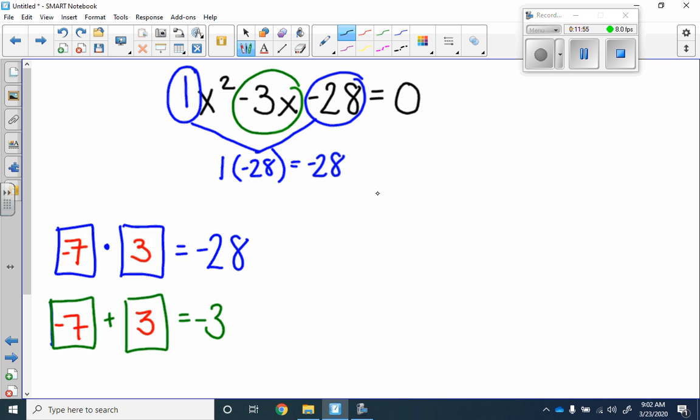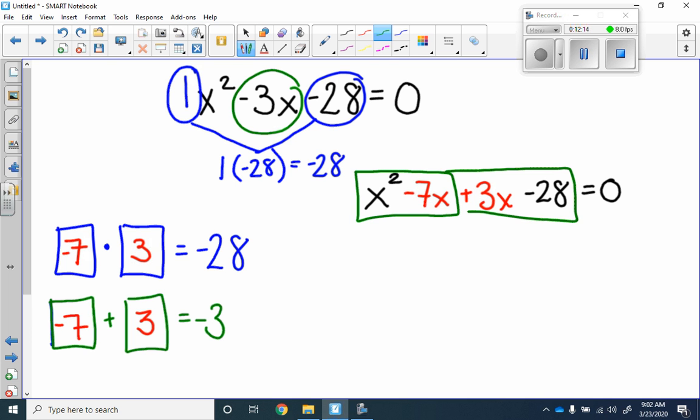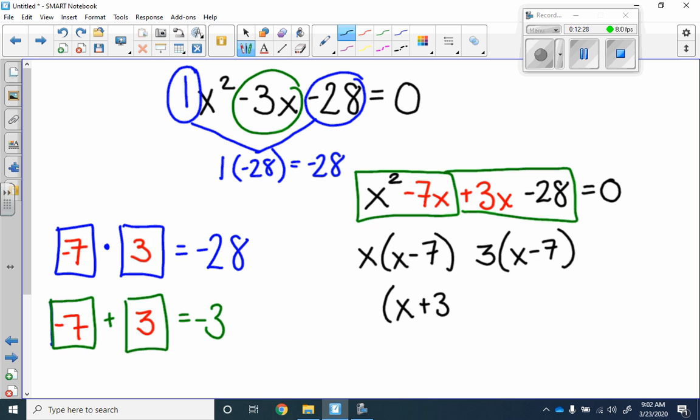Alright, so now I'm going to rewrite my equation here. I've got x squared minus 7x plus 3x minus 28 equals 0. And now you can go ahead and do the grouping. I can group the first two and the second two. I'm going to take out an x and be left with x minus 7. I'm going to take out a 3 and be left with x minus 7. So now my factors here are x plus 3 times x minus 7, and I'm going to put the equal 0 here.